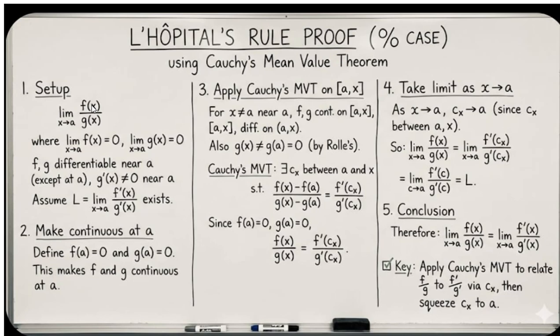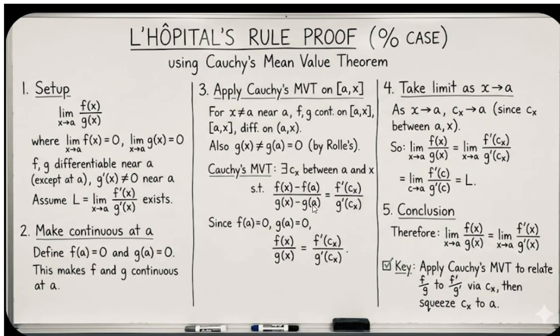Okay, therefore we cannot say g of x is not equal to... we can say that, then in that case definitely we can apply the mean value theorem. Already we know that there exists a c of x between a comma x such that f of x minus f of a divided by g of x minus g of a is equal to f dash of c of x divided by g dash of c of x. This is what we already know about the mean value theorem.